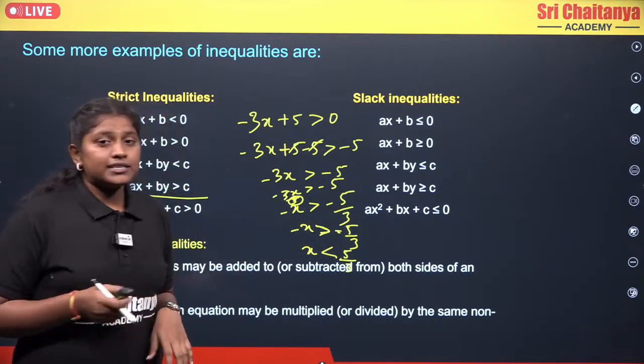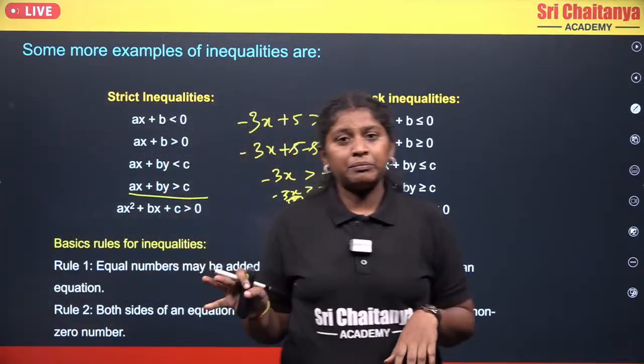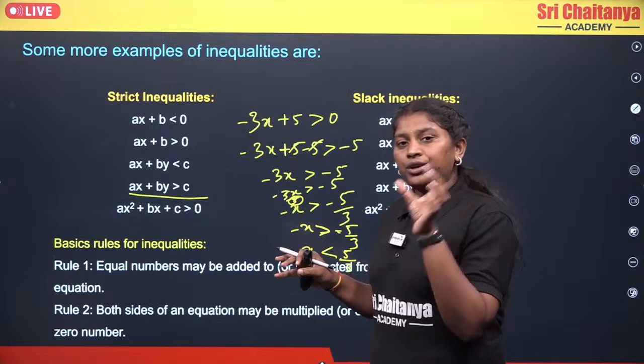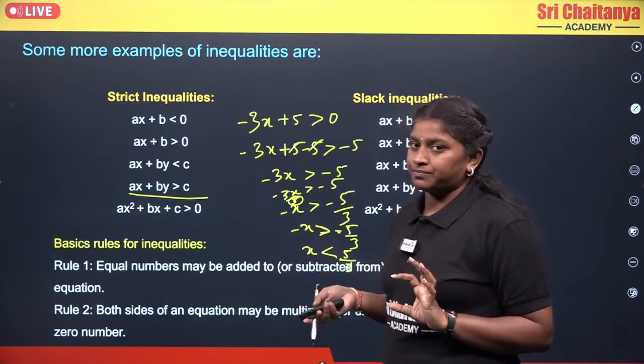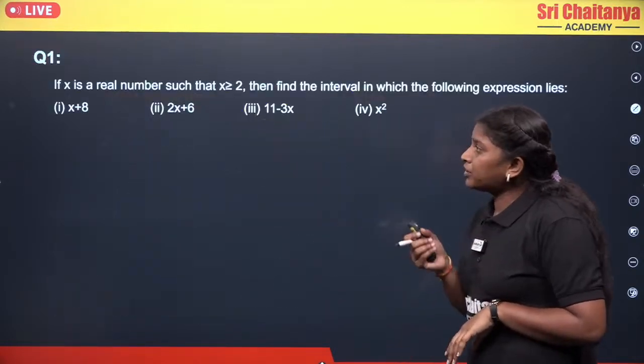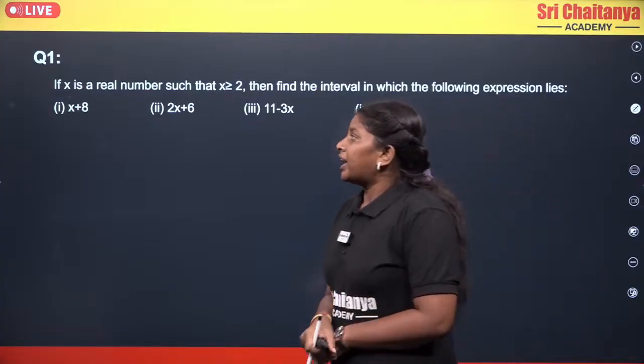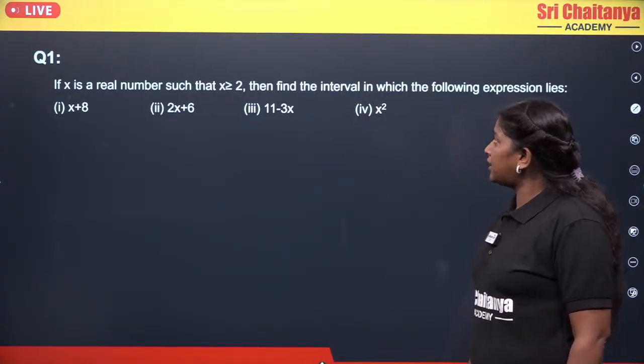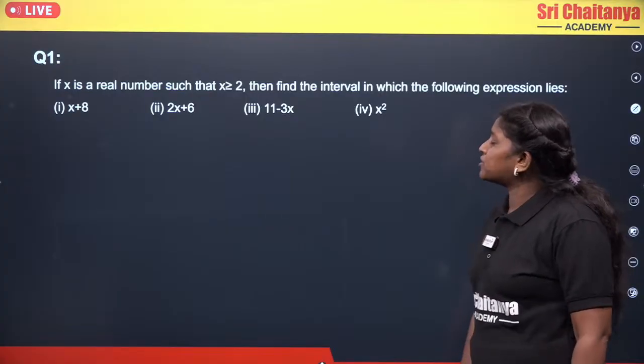Okay, that is the most important point that you have to remember. If you are multiplying or dividing with the negative, then the sign will be reversed. Fine. Now moving to the next, let's solve the questions. If x is a real number such that x is greater than or equal to 2, then find the interval in which the following expressions lie.